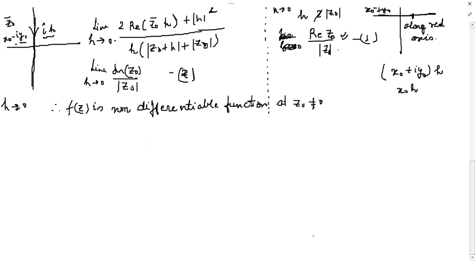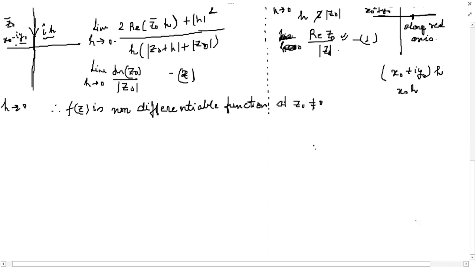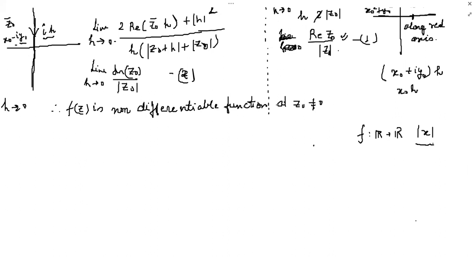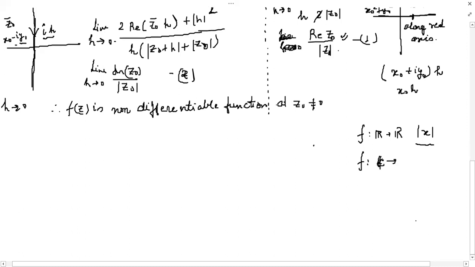So one must understand this is the basic difference. When we were discussing the real modulus function, that is f from R to R, modulus of x, that particular function was non-differentiable only at a point and continuous on R. But its complex analog, the map f defined from C to C, modulus of z, is differentiable nowhere and continuous everywhere in C.